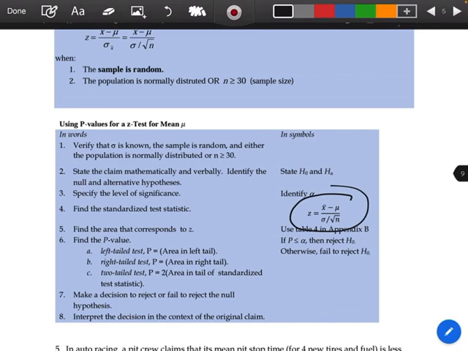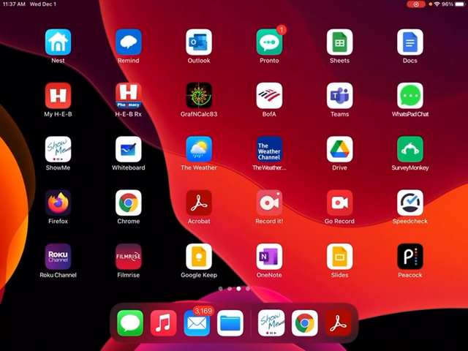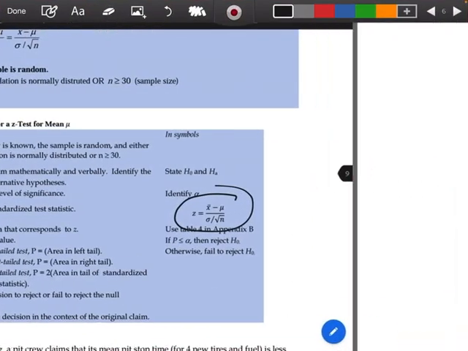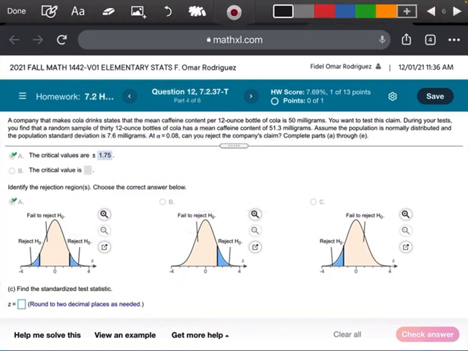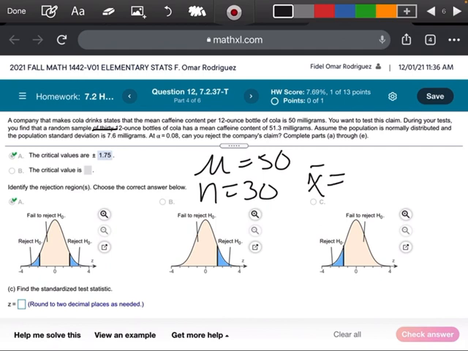So the formula is z equals x bar minus mu divided by sigma over the square root of n. So let's see if we can do that for our particular problem. Let me pull up the problem here. Here we go. We want to find our standardized test statistic. Okay, so we know that our mu is 50. We have a sample of 30, so n is 30. 12-ounce bottle of cola. And the mean content, so my x bar is 51.3. And assume the population is normally distributed and the population standard deviation is 7.6. So my sigma is 7.6.